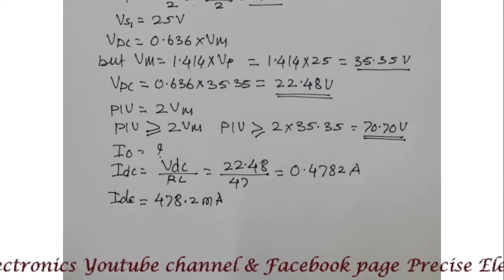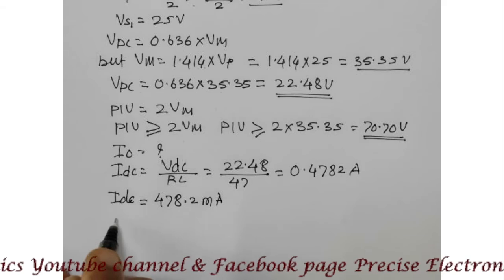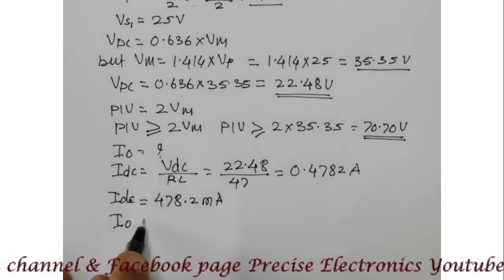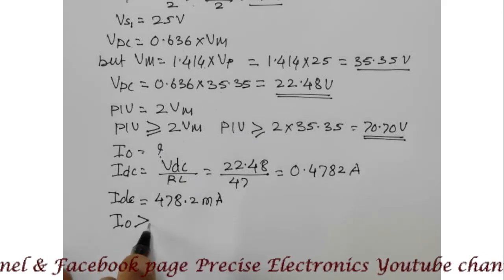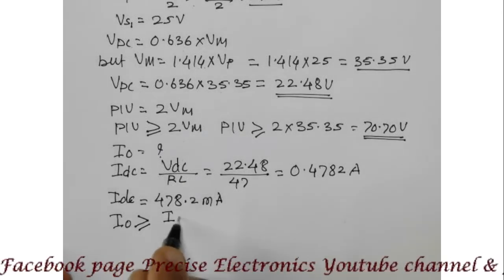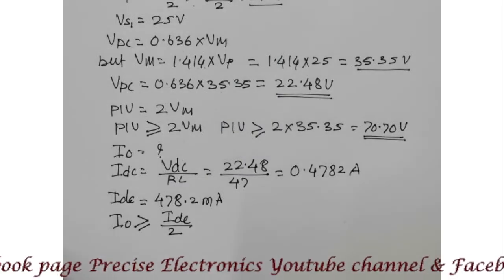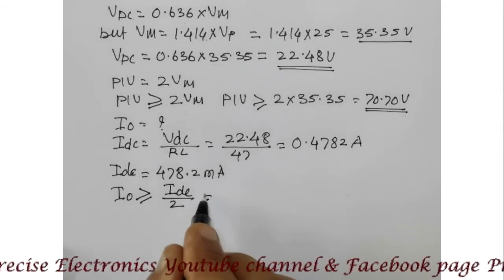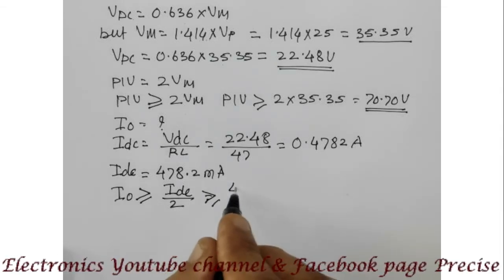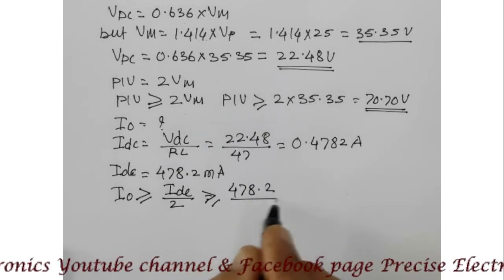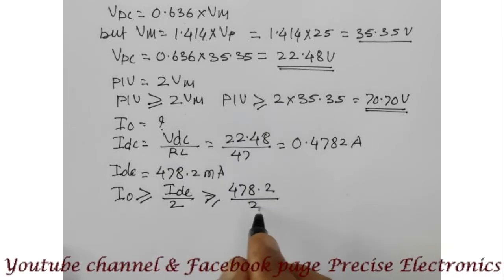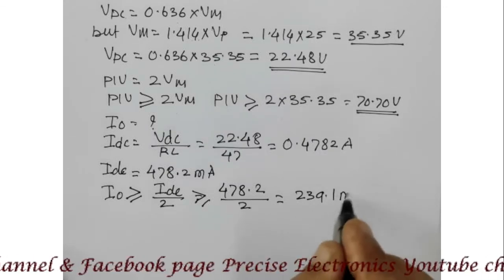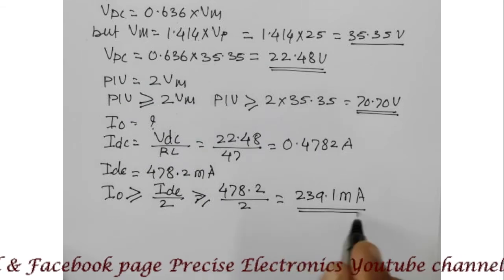Sorry, we have to find out the current rating, IO. So friends, IO is greater than or at least equal to half the DC load current. So IO is greater than or equal to IDC by 2. What is IDC? It is 478.2 upon 2. So this answer is 239.1 milliampere. That is our current rating.